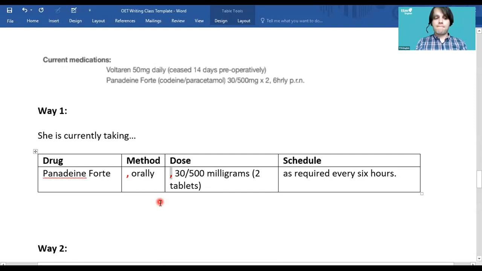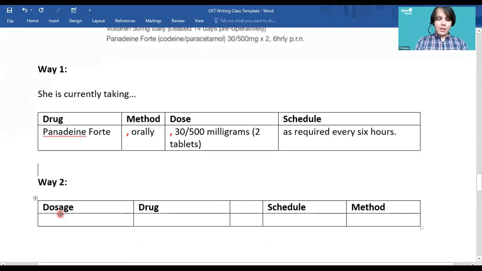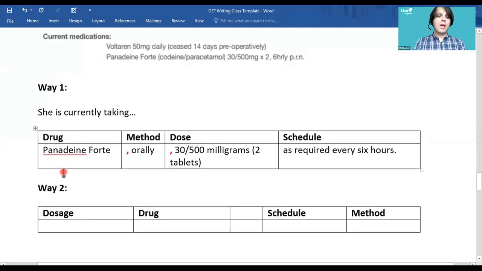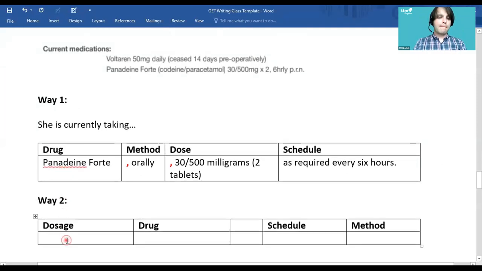Let me show you a second way. Dosage plus drug plus schedule plus method. We're going to do this with the same case notes, and we'll do it with Voltaren here. So, Benita, what's the dosage for Voltaren?